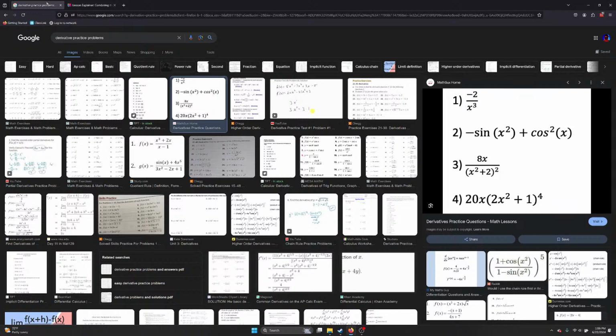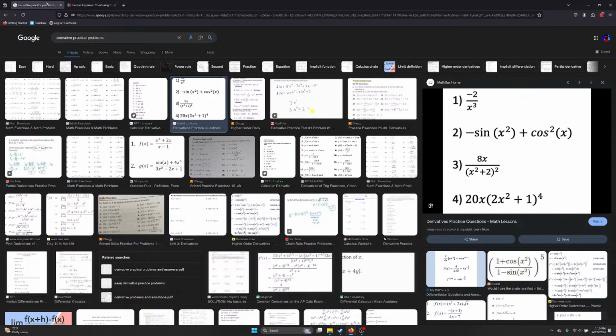20x times... Wait, I'm just gonna assume that the power of 4 only applies to the part in the parentheses, since exponentiation takes priority. Okay, so first we need to calculate the product rule. So the derivative of the first part.